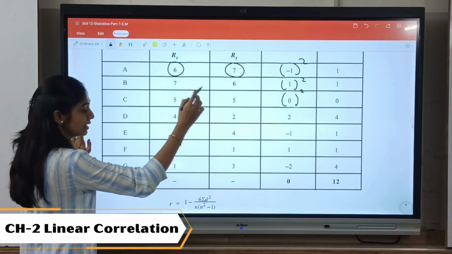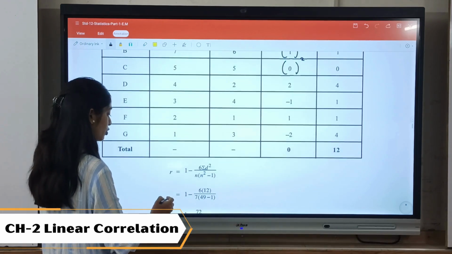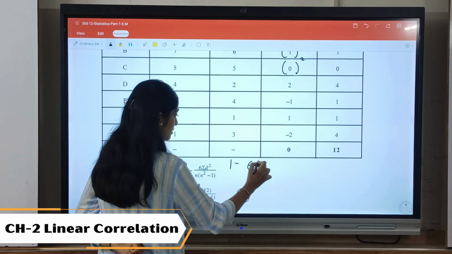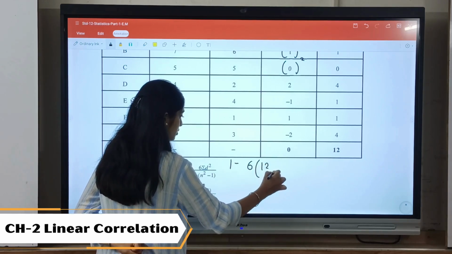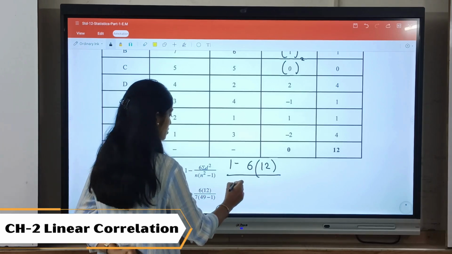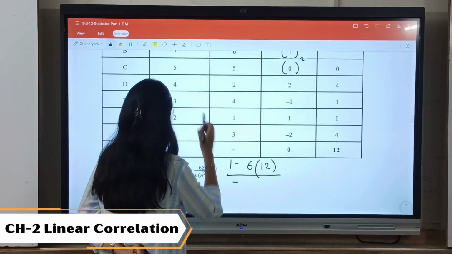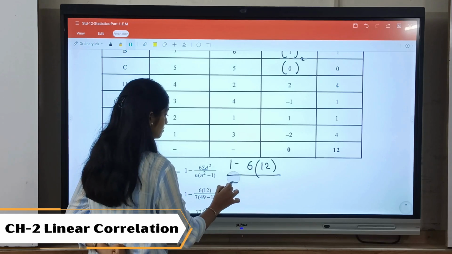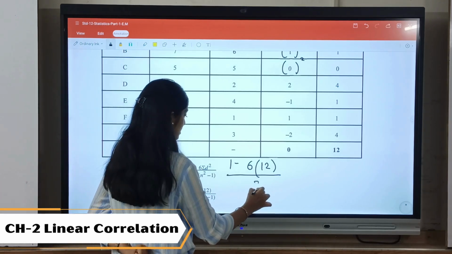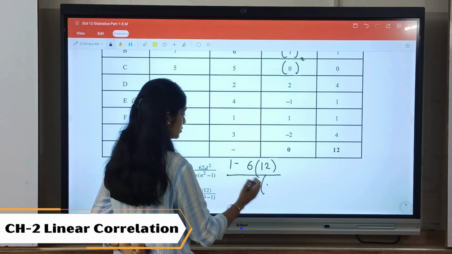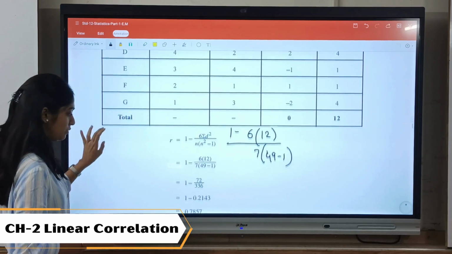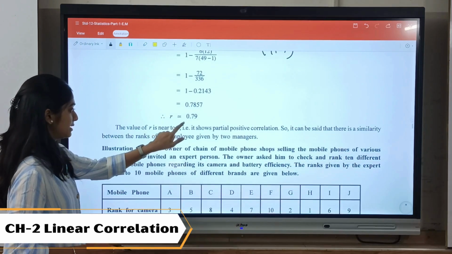So at last we will get sigma D square, using the formula 1 minus 6 times sigma D square, that is 12, upon n, where n is the number of observations. Here 7 observations were given, so 7 square, that is 49, minus 1. After solving, we got the answer 0.79.